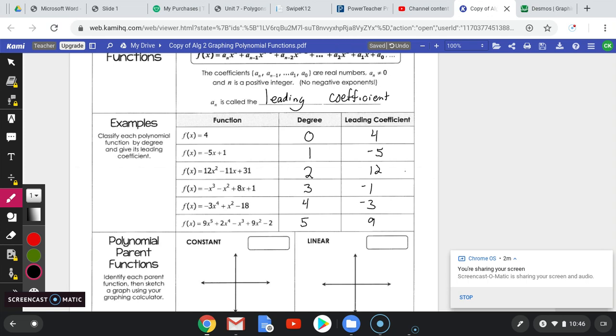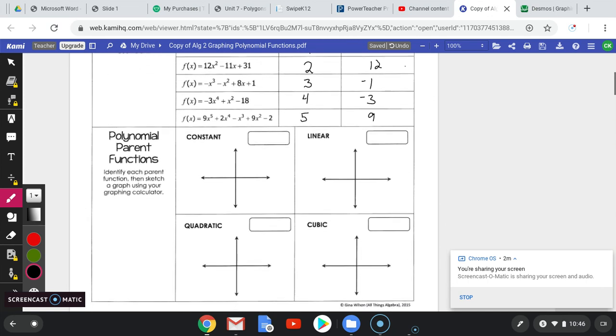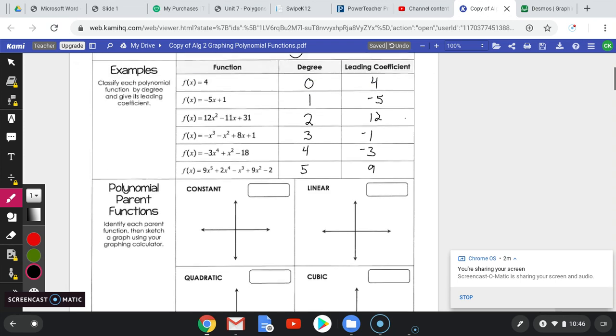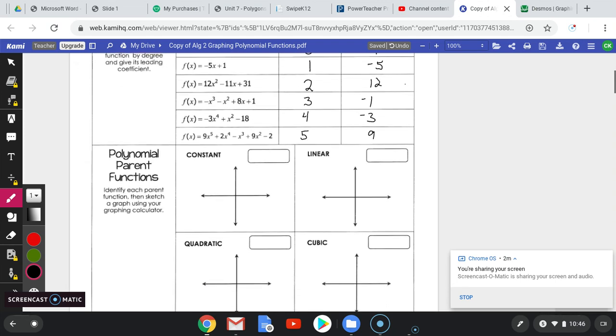So based on that, we can generalize what the parent functions of each of these degrees look like. So what does a constant look like? Well, a constant looks like the first one here where there is no degree. f of x equals some value, we'll call it c. And it's just going to look something like this, just a horizontal line going through whatever that number is.